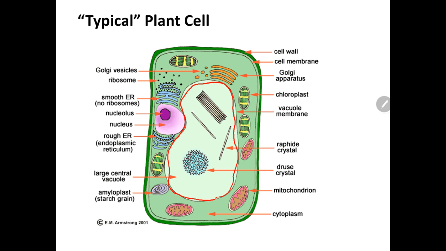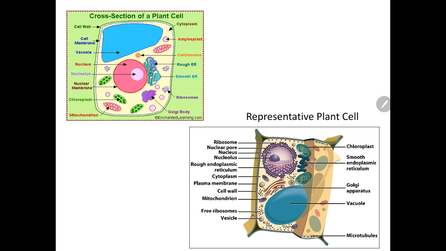And one more thing, plant cells have another additional layer on top of the cell membrane, which is called the cell wall. It gives color, rigidity, and shape to the cell. This is a 3D representation of plant cell, and this is the cross section of plant cell.